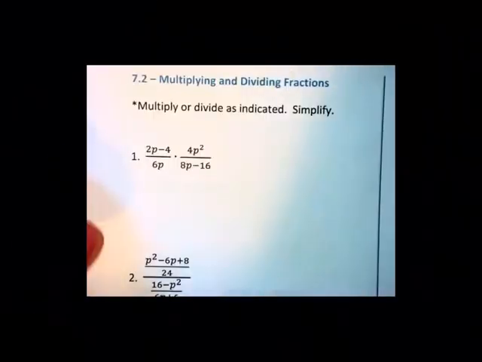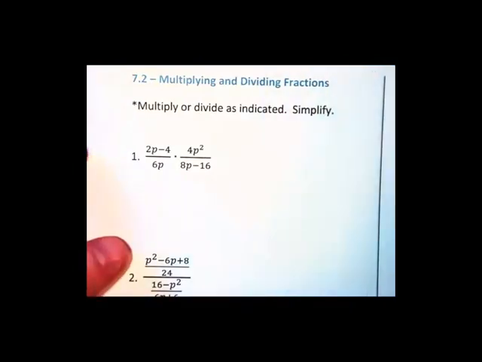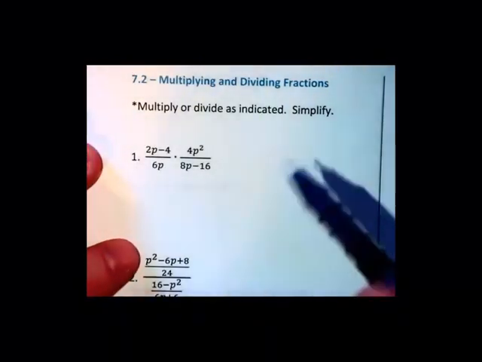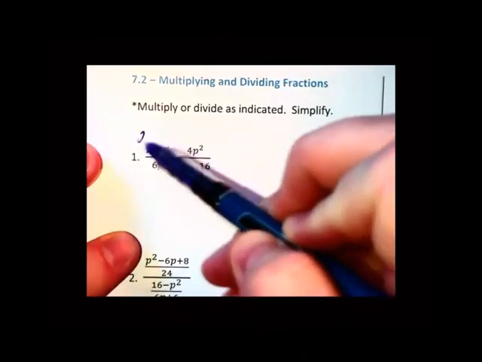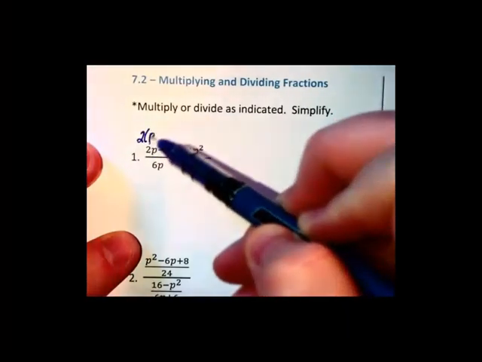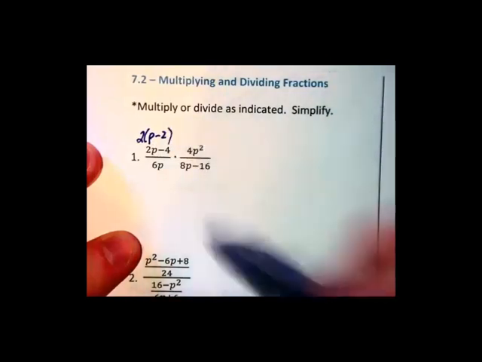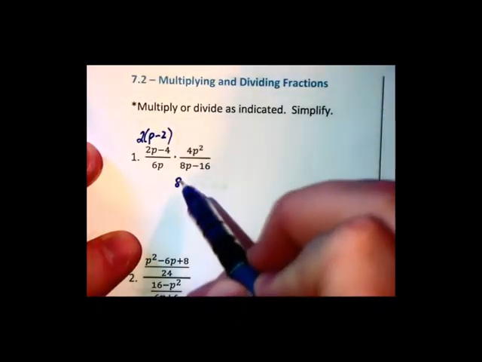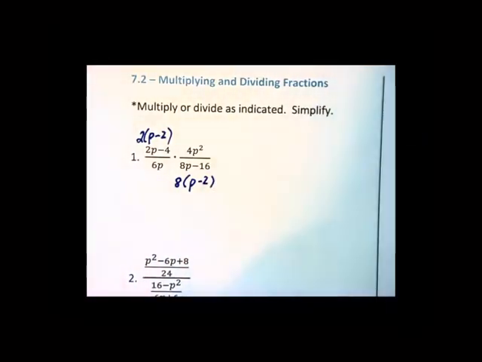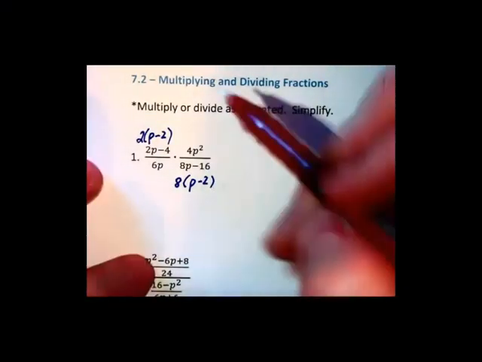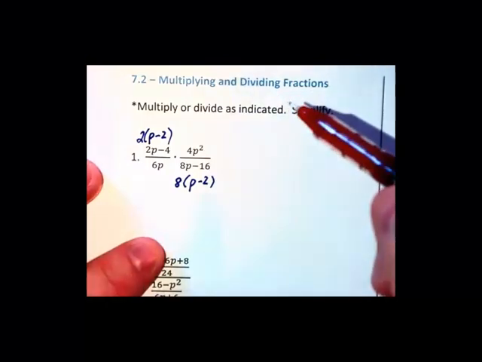When it comes to multiplying and dividing rational expressions, it's kind of fun. Basically, all you're going to do is factor each of the corners, so to speak, of the problem. In the top left, I can factor out a 2 and have p minus 2. On the bottom right, I can factor out an 8 and have p minus 2 left over. Then, after each corner of this problem is factored, we can start to cancel.